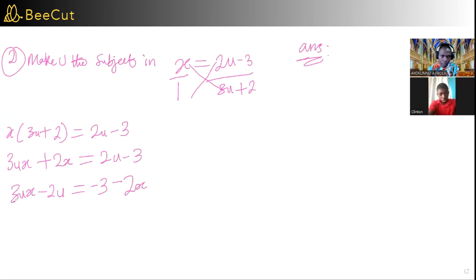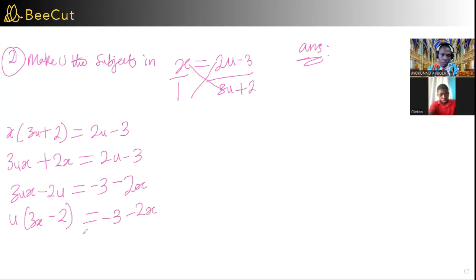So now I can factorize this. It is u that I am looking for. So u is common to the two sides, yes or no? Yes, sir. So you're going to pick u outside a bracket. Once you have removed u, what remains? 3x, yes or no? Yes, sir. Then once you have removed u from here, what remains? Minus 2. Then equal to minus 3 minus 2x.